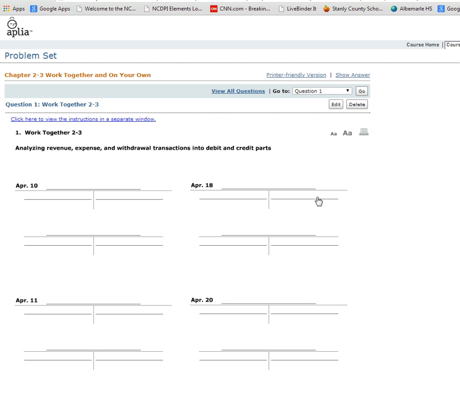Okay, we have sold services on account, we have paid cash for an expense, and received cash on account and paid cash to owner for personal use. Okay, so we're going to go through each of these. You still have the same 4 questions, but this section is basically dealing with how it affects the owner's equity account. So let's go ahead and do the work together 2-3.